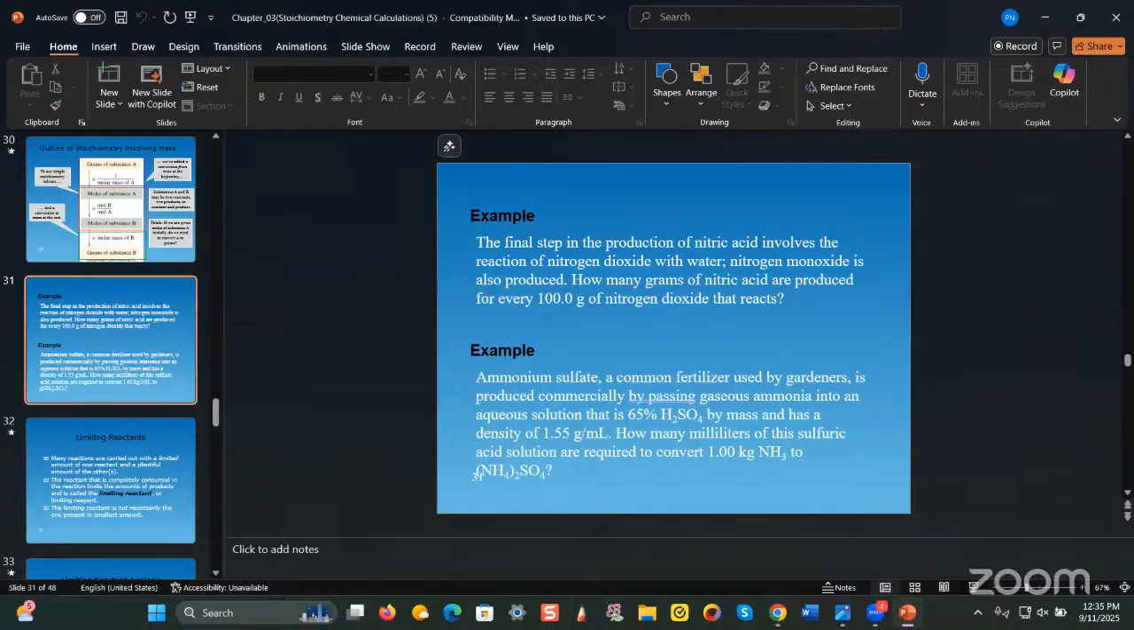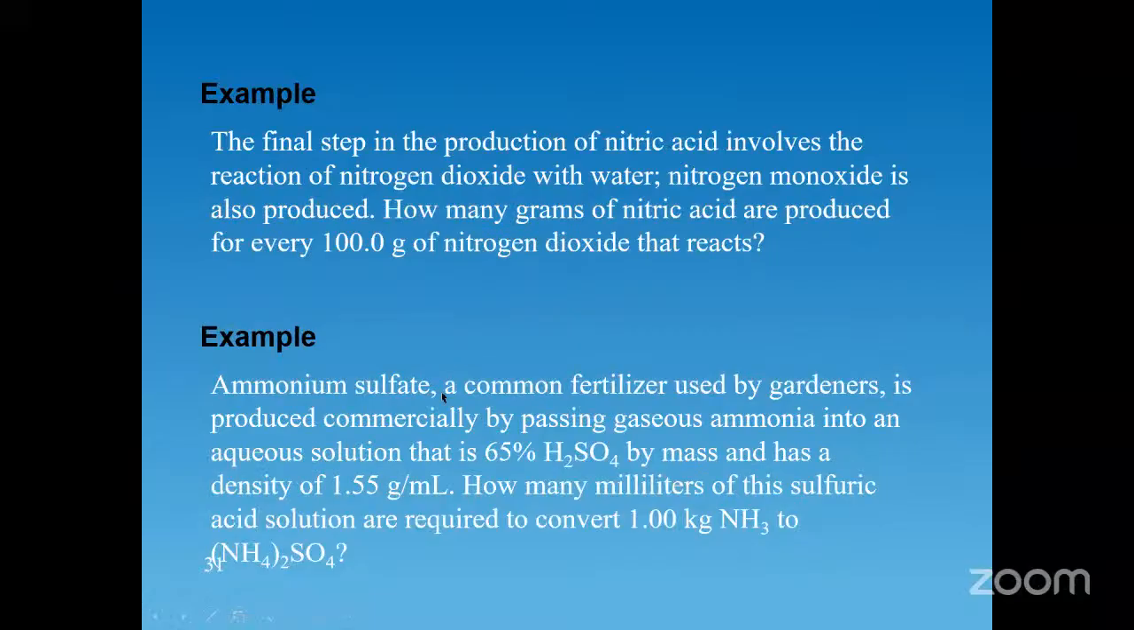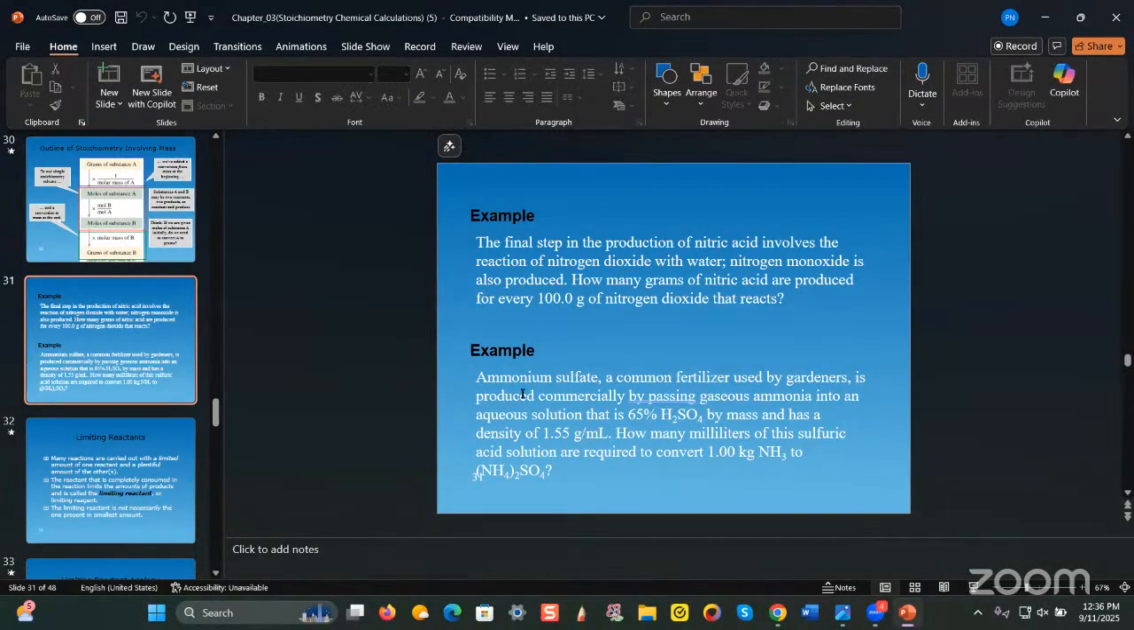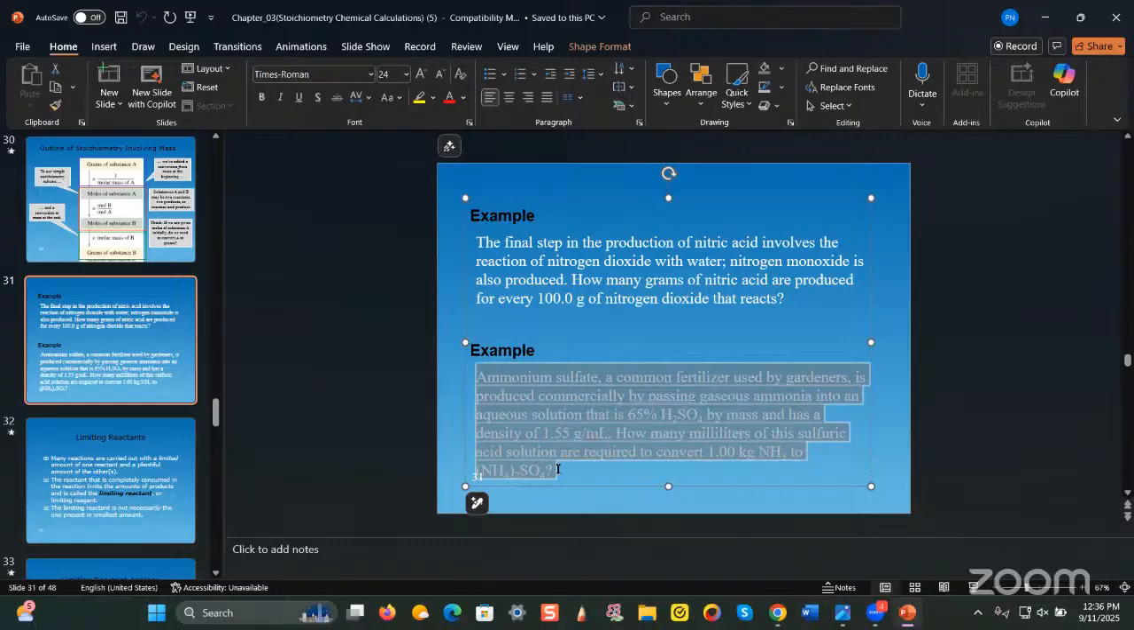So the next example says, ammonium sulfate, a common fertilizer used by gardeners, is produced commercially by passing gaseous ammonia into an aqueous solution that is 65% sulfuric acid by mass and has a density of 1.55 grams per mL. So the question is asking, how many milliliters of this sulfuric acid solution are required to convert 1.00 kilograms of ammonia to ammonium sulfate? So again, I'm going to copy and paste this onto Word.